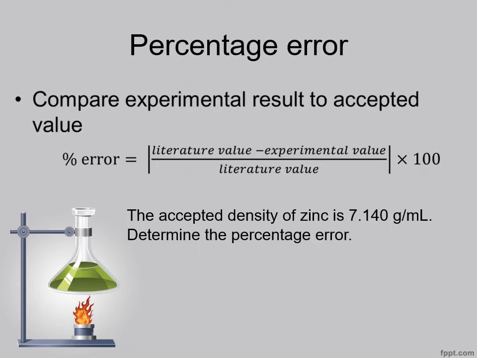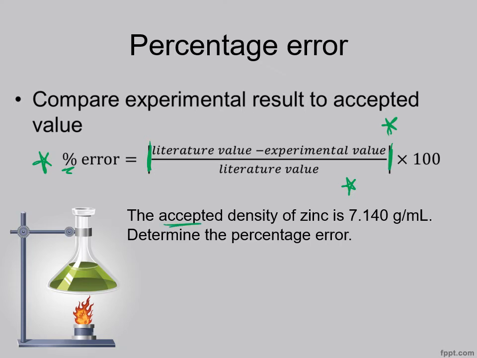So now we're going to do a slightly easier piece of calculation, percentage error. The tragic part about percent error is you do have to memorize this formula: literature minus experimental, divided by literature, all in absolute value bars, and then times 100 to turn it into a percent. So literature value is just what we know to be true, the accepted value.